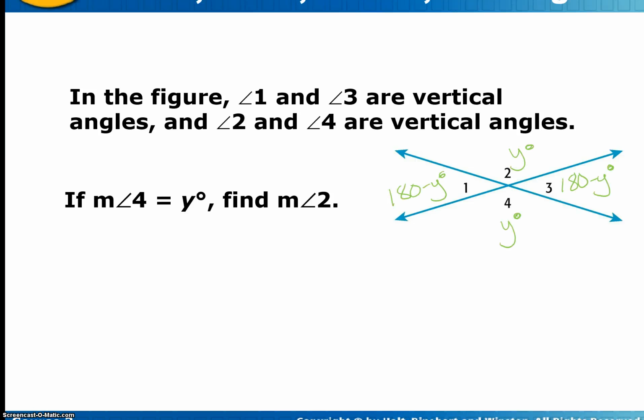I know it said not to find 1 or 3, but you could find them. 2 and 4, if 4 is y, then 2 has to be y. And 1 and 3 is just 180 minus y degrees, because these two angles add up to 180, and as do these. So to find the missing one, you just take the y away from 180.